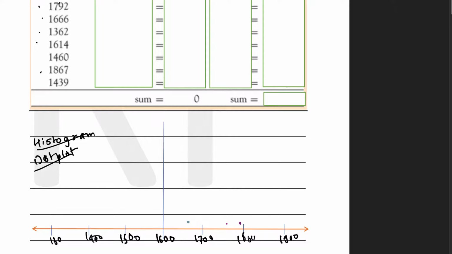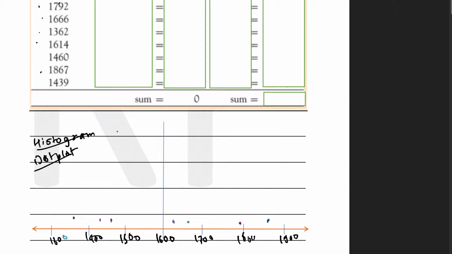Then 1362, now it's going to be on the other side, right? So this is 1300, so 1362 should be somewhere around here. 1614 should be somewhere around here. 1460 here, and 1867, and the last one is 1439.